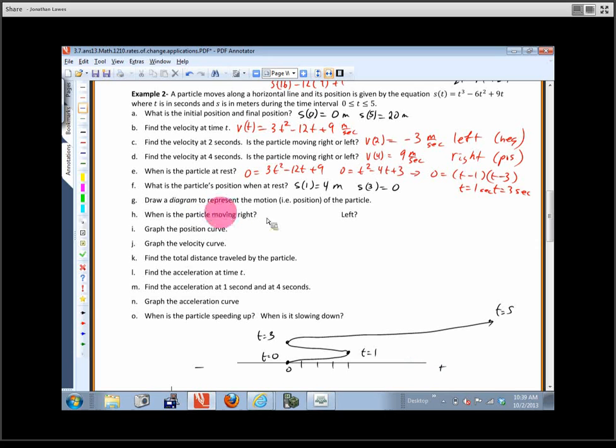When is the particle moving to the right? And when is the particle moving to the left? So we can tell just based off our position diagram that it started at 0, it headed right for 1 second, then it headed left for 2 seconds, and then it headed to the right again. So when was the particle moving to the right? 0 to 1, and then again from 3 to 5. And it was moving to the left from 1 to 3 seconds.